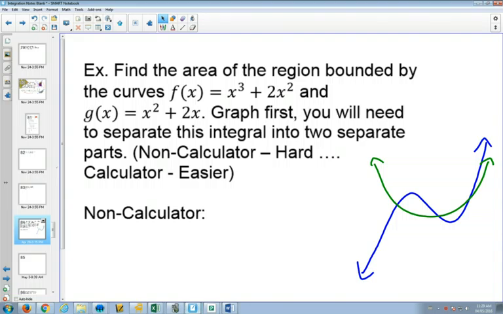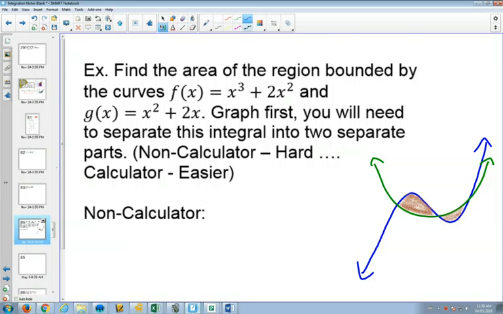And so if this were the situation, we are going to have to try to find the area here and the area here, if we're asked to find the area bounded between those two curves. If this is the case, we're going to find the one area by itself first, and we're going to find the other area by itself, and then just add those two areas together.